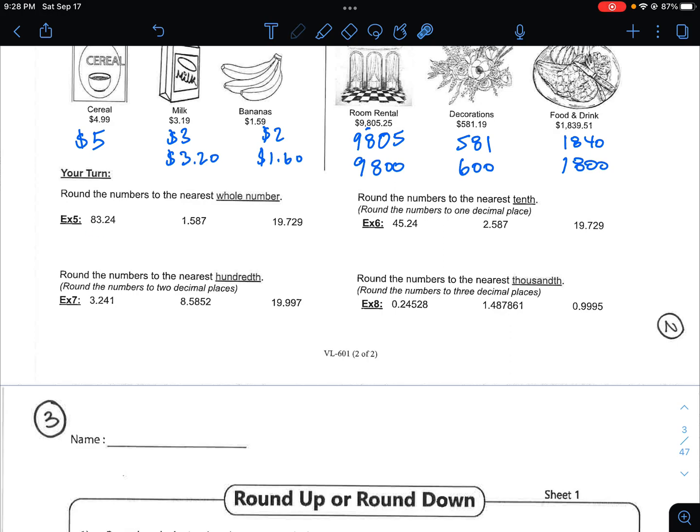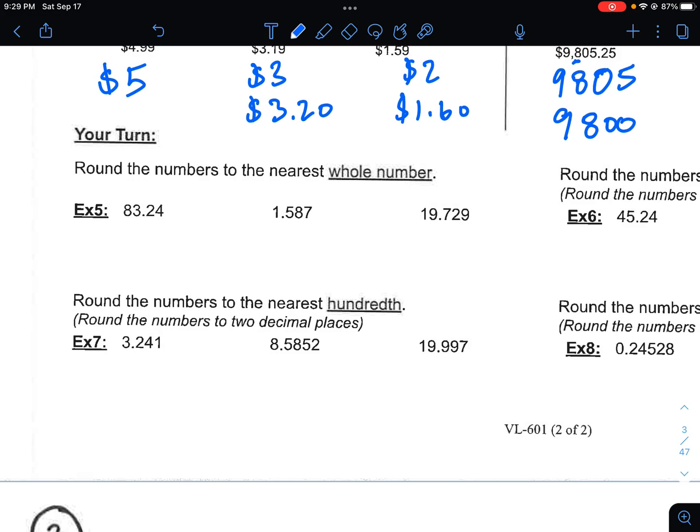So 83.24. How do we round that? Well, I'm going to zoom in. This is the whole number, the nearest whole number, and I'm going to look at the number directly to the right of it. 83.24. Is this closer to 83 or is it closer to 84? It's closer to 83. So we'd say our answer is 83.